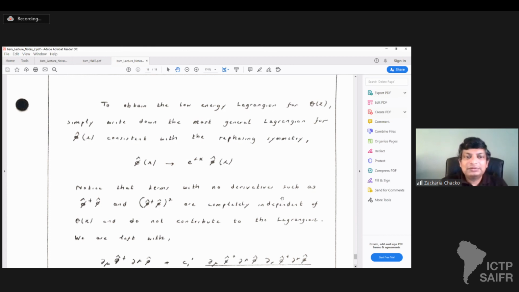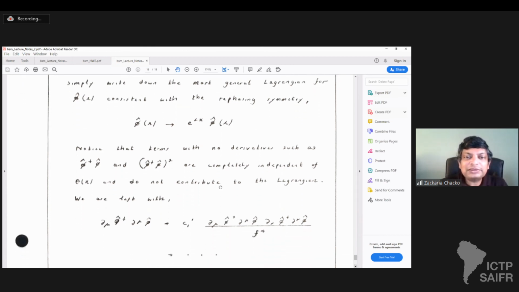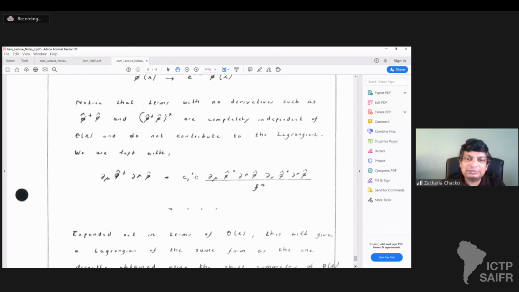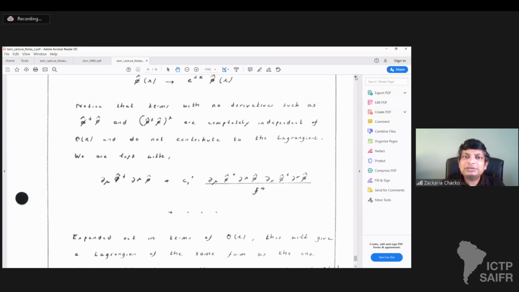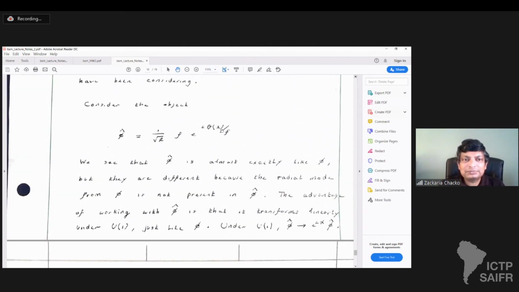Now the first thing you notice is that if you write a term without any derivatives, like phi hat dagger phi hat, this is certainly invariant. But that term will not contain theta of x at all. So you can write it, but it's not going to give you anything. The only terms that will contribute are terms which have derivatives acting on phi hat. So you can write a kinetic term, or a term like this. Then, after writing down all these invariants, you just expand phi hat out in terms of theta of x.